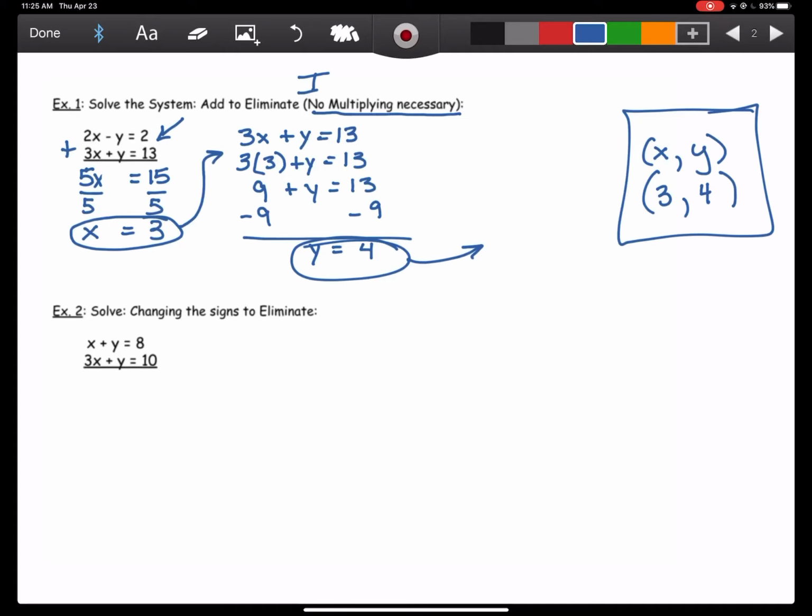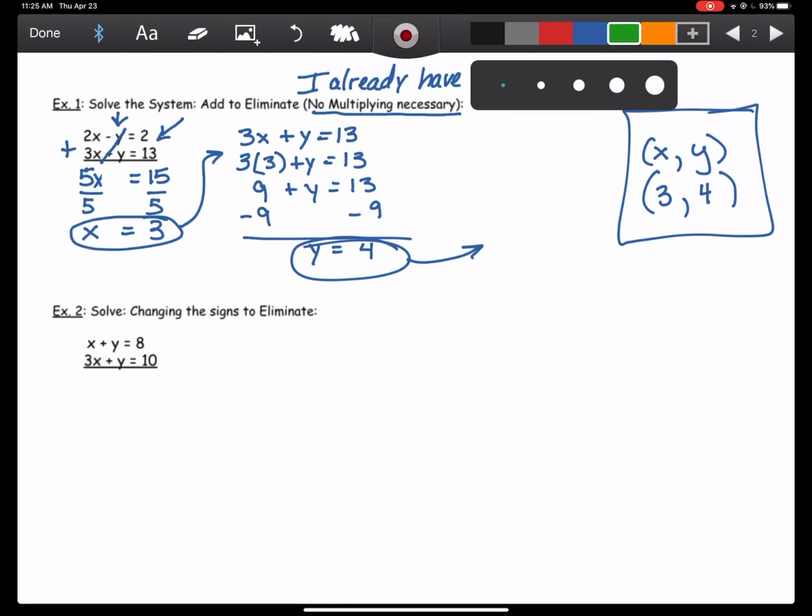So I'm going to write that up here. I already have additive inverses. And that's the negative y and the positive y. And that's why they eliminate. Okay? All right, let's move on to the next question.